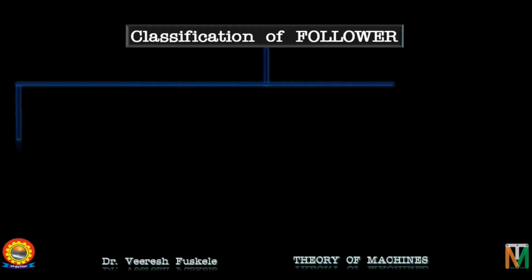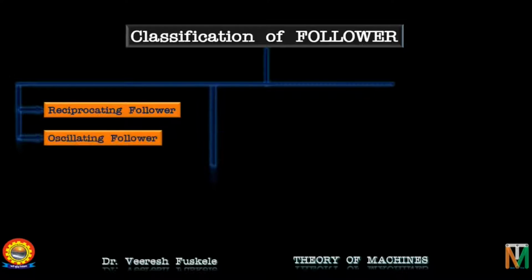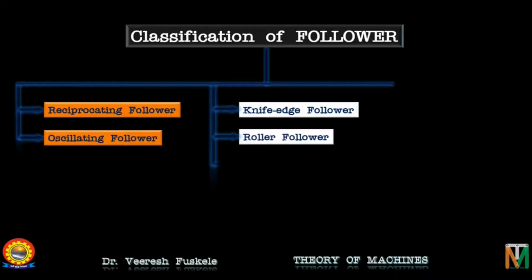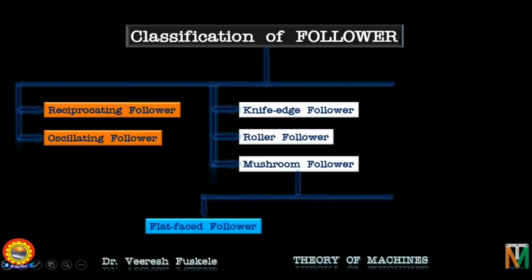The followers are classified on various criteria. First, on the basis of the movement, they are classified as reciprocating follower and oscillating follower. Further, according to the shape, they are classified as knife edge follower, roller follower and mushroom follower. Mushroom follower is further classified as flat faced follower and spherical faced or curved faced follower.